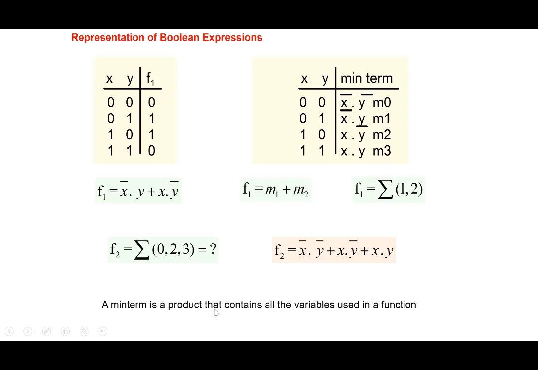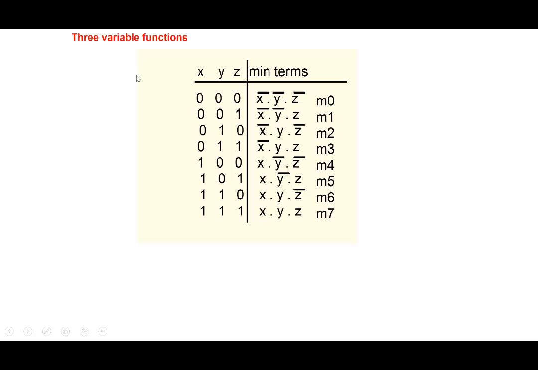Okay, a minterm is a product term. Any minterm is a product term that contains all the variables used in the function. That's the formal definition of a minterm. So for example, if we have a 3-variable function, this is a minterm, x bar y bar z bar. Note that if you write a term as x bar y bar, and it doesn't have a z in it, that's not called a minterm. A minterm must have all the variables that are there in that function.